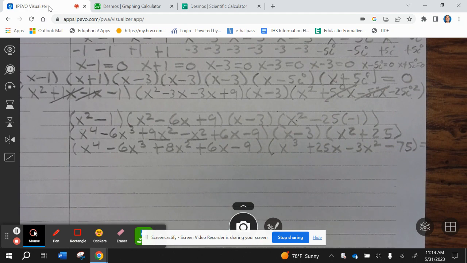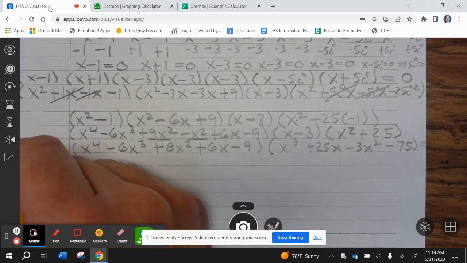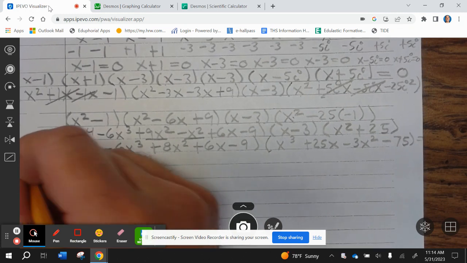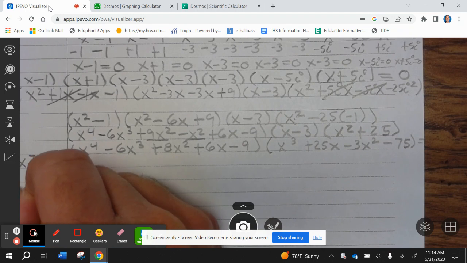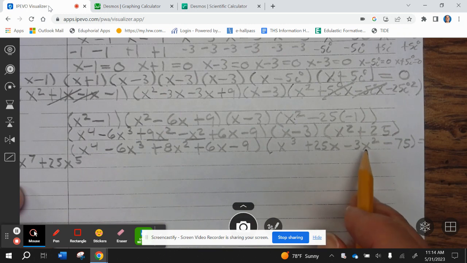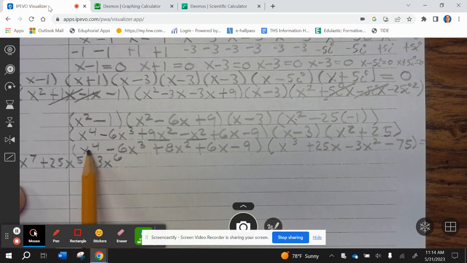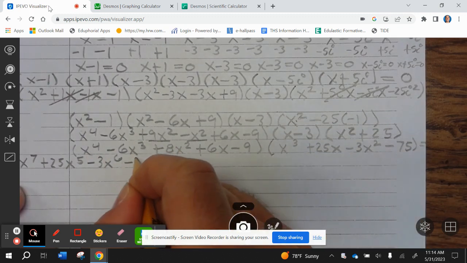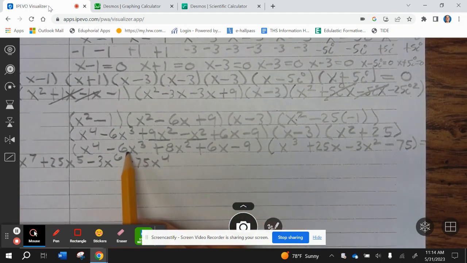Okay. So now we're going to FOIL this. X to the 4th times x cubed is x to the 7th. X to the 4th times 25 is 25x to the 5th. X to the 4th times negative 3x squared is minus 3x to the 6th. X to the 4th times negative 75 is minus 75x to the 4th. Negative 6x cubed.